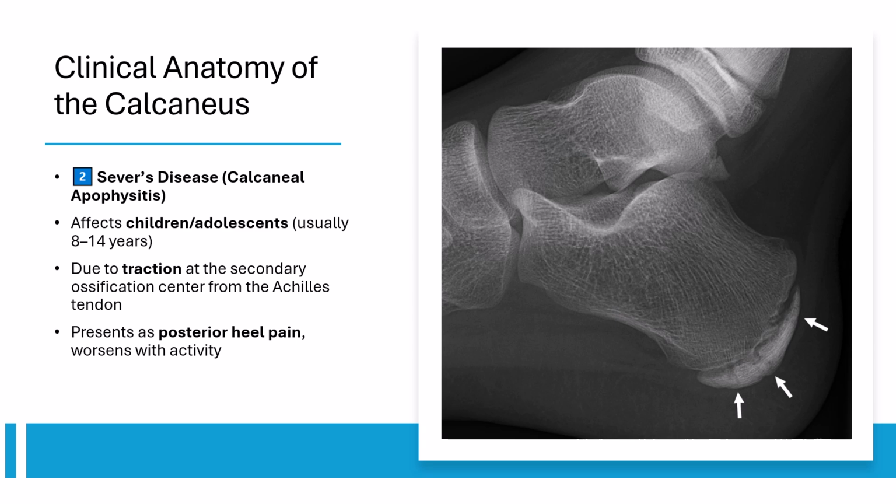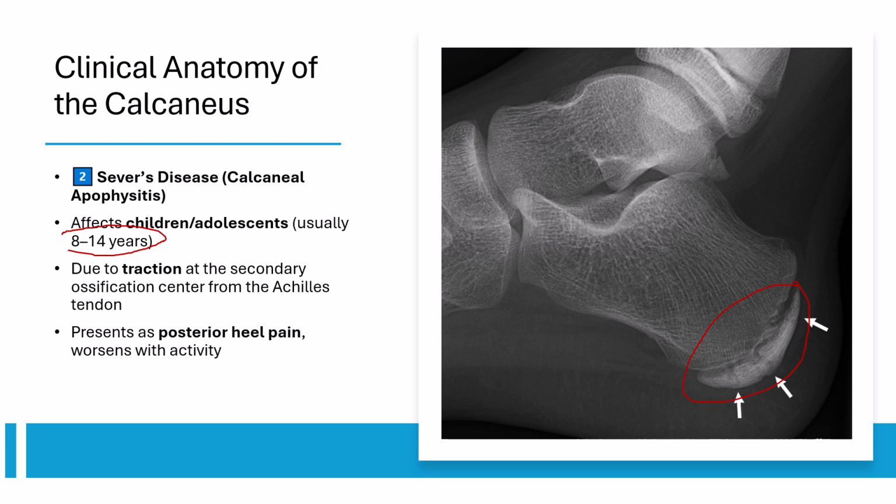The second one is Sever's disease, also known as calcaneal apophysitis. Sever's disease occurs at the age of 8 to 14 years. What does it mean? The secondary or ossification center appears from 6 to 8 years, and Sever's disease also starts from the 8 to 14th year.